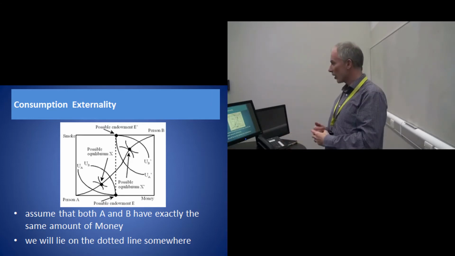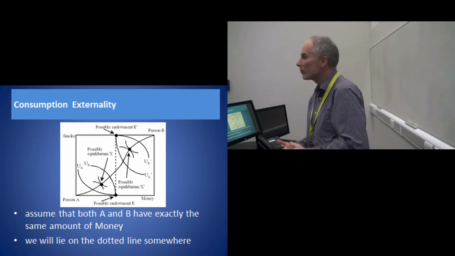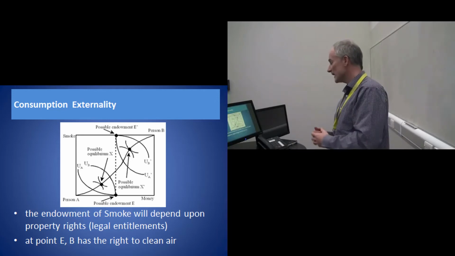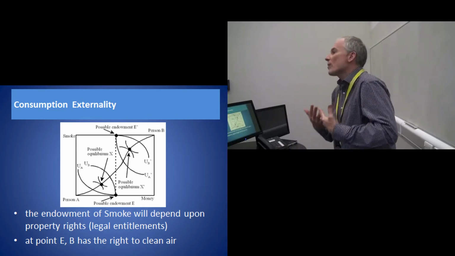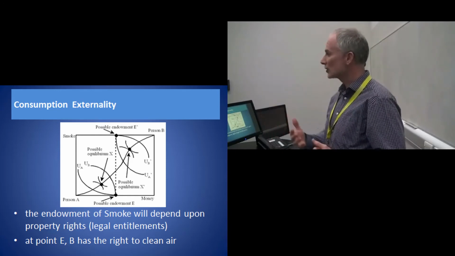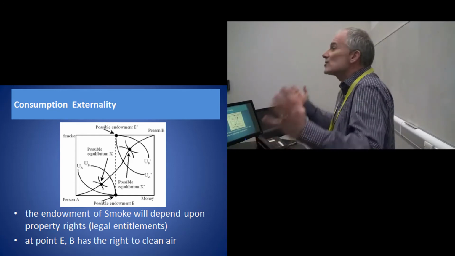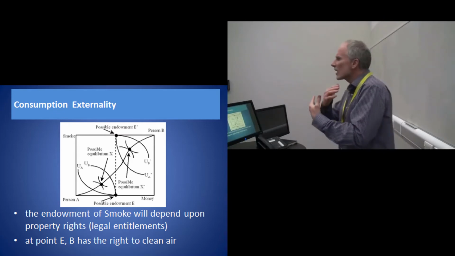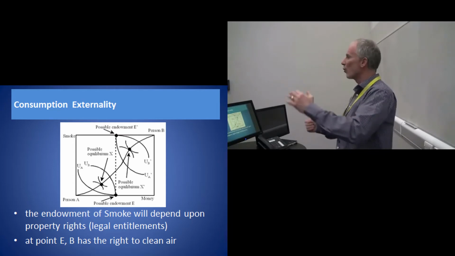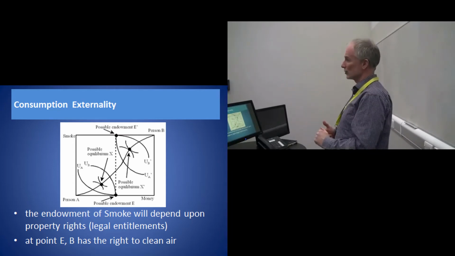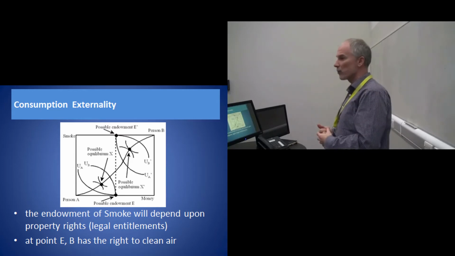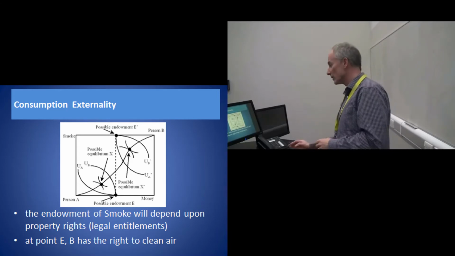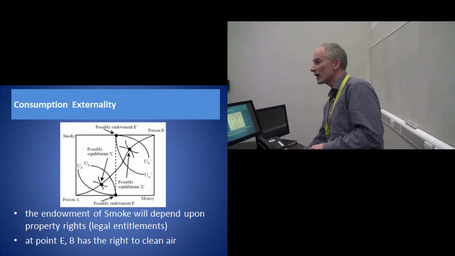Exactly where along that dotted line, though, will be determined by the initial endowment of smoke. And that, in itself, will depend upon property rights, or the legal entitlements of our two roommates. Is it, for example, the case that person A, the smoker, is allowed to smoke as much as he wants? He can smoke when he wants, where he wants, and as much as he wants. If the legal framework is such that that is the case, he can do whatever he wants, well, the initial endowment of smoke would be all the way up there.